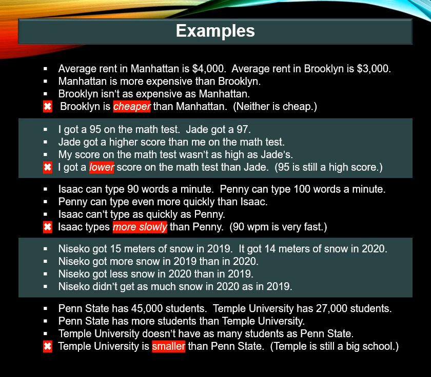Finally, Penn State has 45,000 students. Temple University has 27,000 students. Penn State has more students than Temple University. Temple University doesn't have as many students as Penn State. Both of these are fine. However, Temple University is smaller than Penn State. No, because 27,000 students is still a very large school. The adjective small just doesn't make sense here.